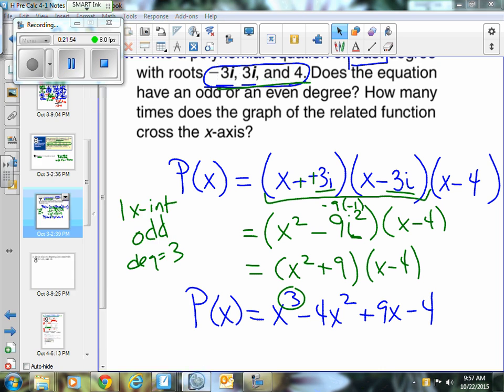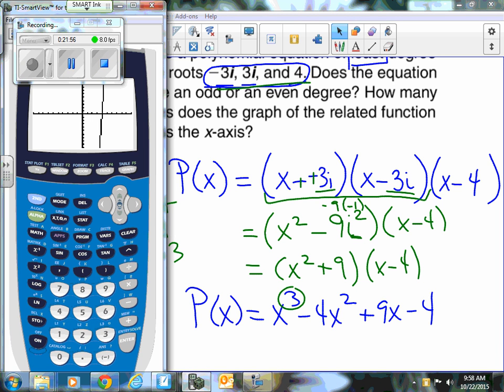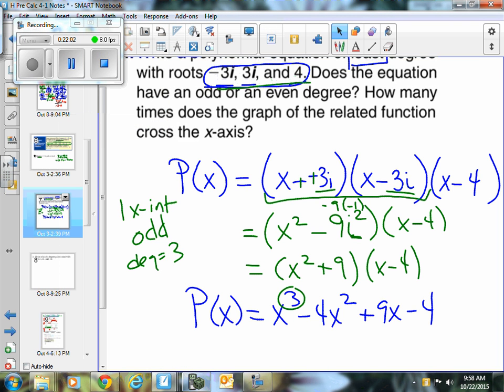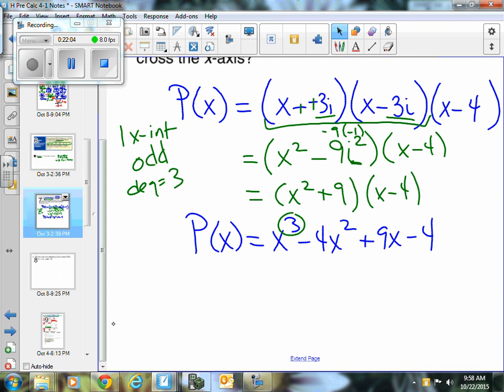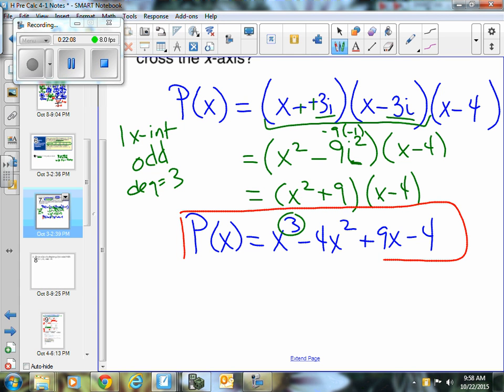So I put it into my graphing calculator so you can see that graph. And sure enough, it's only crossing at positive 4. So when I think about the polynomial I make, that should make sense. Now, here's a question for you. If you take this polynomial, so this is the polynomial that generates those three roots. So if I multiply them together, I got this.